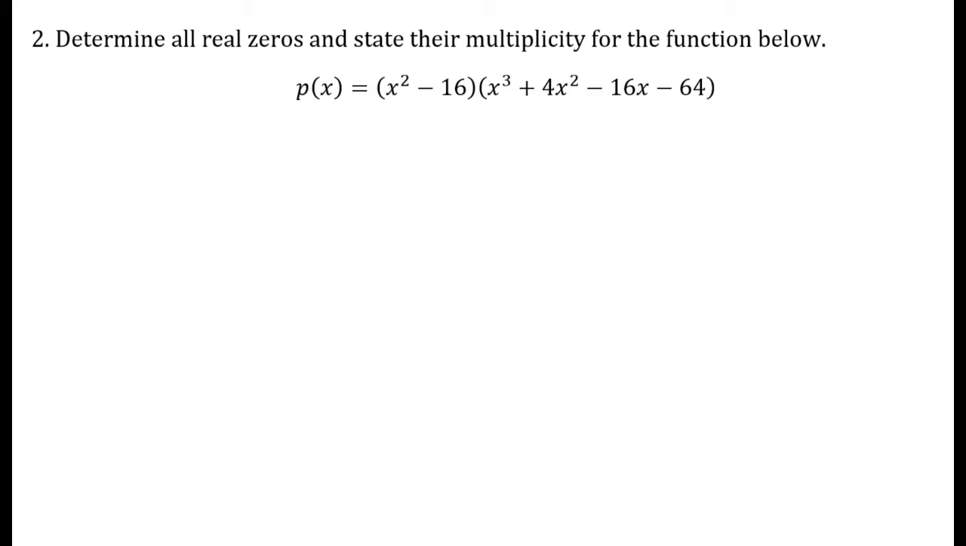Number 2, determine all real zeros and state their multiplicities for the function below. Multiplicity just means how many times it happens. How many times the 0 happens.